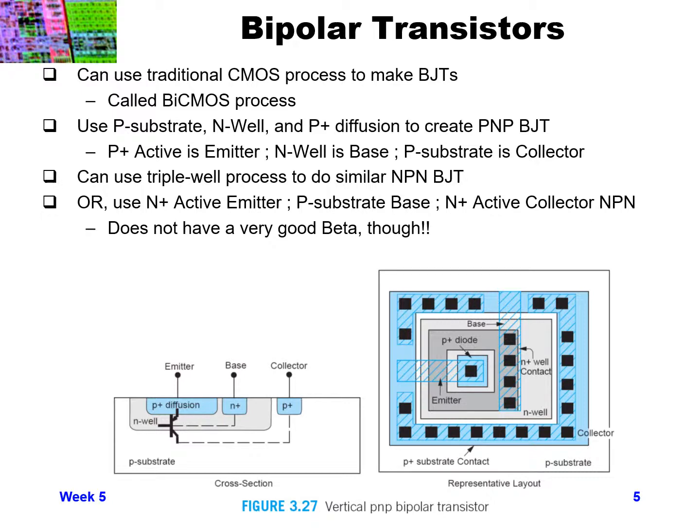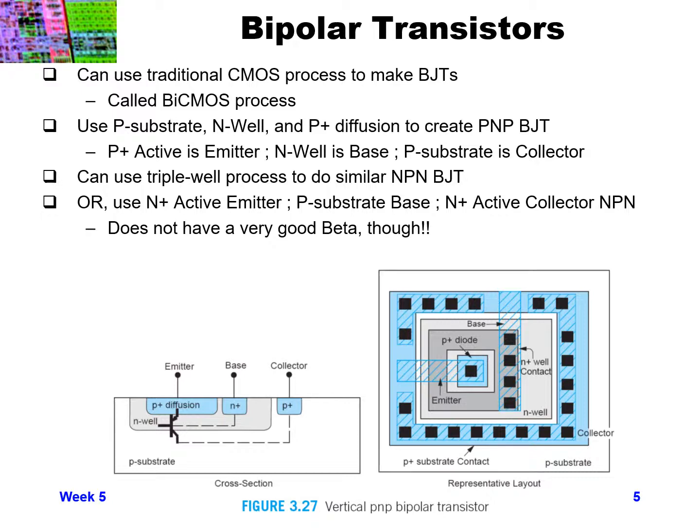Now it turns out that we can also use the traditional CMOS process not only to make NMOS and PMOS transistors, but we can also make bipolar junction transistors, or BJTs. And if you create a traditional CMOS process to create BJTs, it's typically called a BiCMOS process. And below there's a figure showing how we can do this.